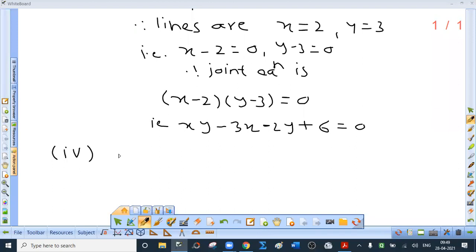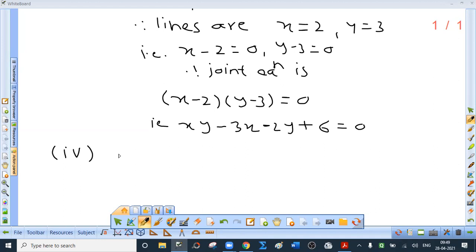Before we start solving the fourth one, write in the top margin: slope of line ax plus by plus c equal to 0 is minus a upon b. Minus a upon b. Okay.